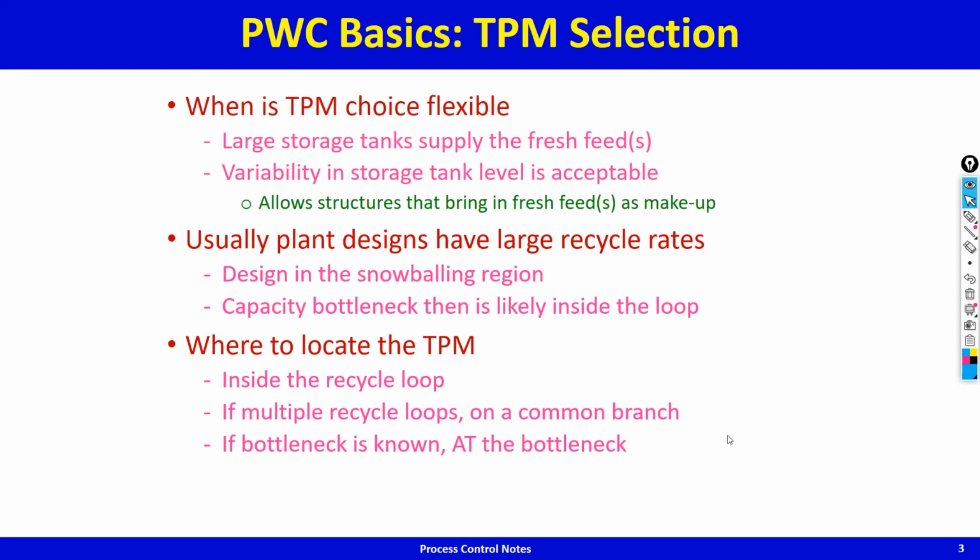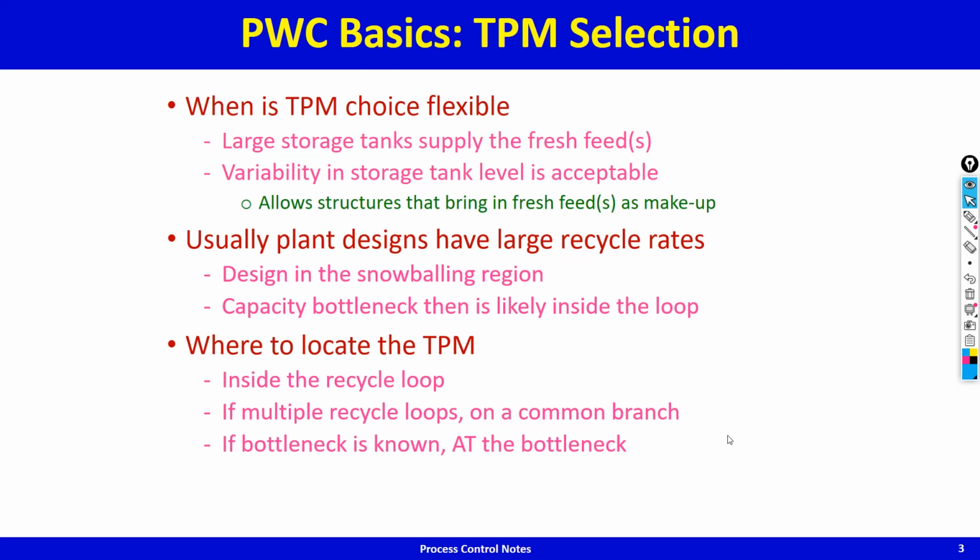If there are multiple recycle loops in a process, then you place the throughput manipulator on a common branch. That will regulate the flow variability in both the loops, because you have fixed the flow in the common branch. Of course, if the bottleneck is known, then you should choose the throughput manipulator at the bottleneck constraint, and once your throughput manipulator is chosen, fix it and then start designing the level controllers, pressure controllers and temperature controllers around that bottleneck. So once the throughput manipulator location is fixed, the inventory control system gets designed around it.